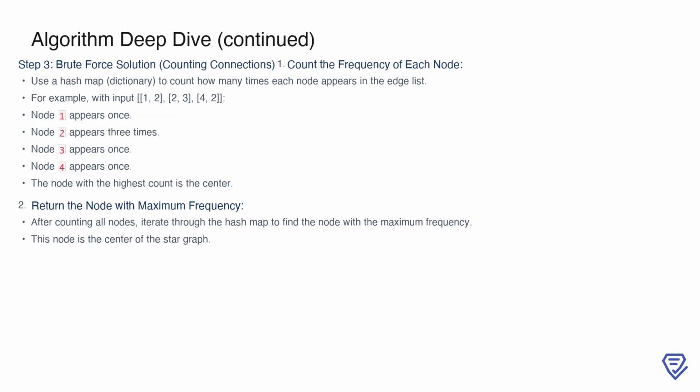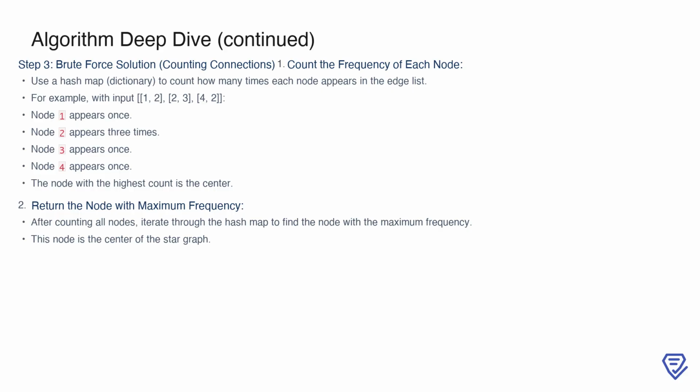One way to solve this problem is by using a brute force approach that counts the frequency of each node. First, we use a hash map, or dictionary, to count how many times each node appears in the edge list. For example, given the input [1,2], [2,3], [4,2], we iterate through the edges and count occurrences. Here, node 1 appears once, node 2 appears 3 times, node 3 appears once, and node 4 appears once. Once we have the frequency counts, we simply find the node with the highest count. In this case, node 2 has the highest frequency, so it is the center.